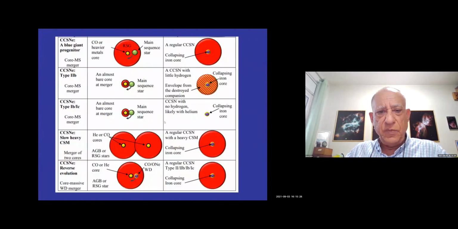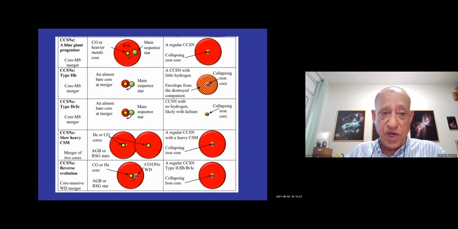I will end with another outcome of fatal common envelope evolution. You have here a blue giant progenitor with a main sequence star that gets inside, and it can eject all the envelope and then, if it is by itself destroyed, form a low mass envelope. It can be type 2b. This is not the main scenario, maybe, for type 2b, but one of them. Other scenarios involve type 1b and c core collapse supernovae.